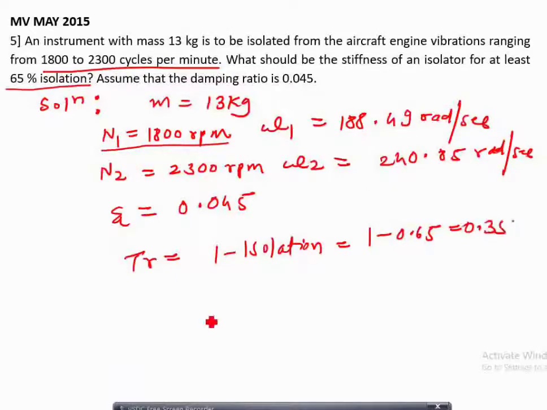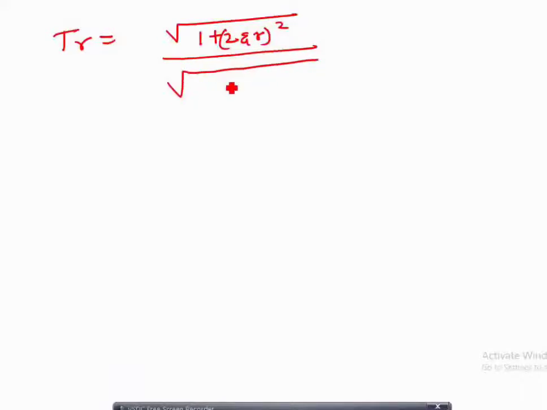Now from the graph, what you can understand is TR is less than 1, so obviously R is greater than root 2. This is what you have to always remember. Now let us use the basic formula: TR is equal to square root of (1 plus (2 zeta R) square) divided by square root of ((1 minus R square) square plus (2 zeta R) square). Now how will you solve this? Either you put all the values and solve it with the help of a calculator, or you can square on both sides.